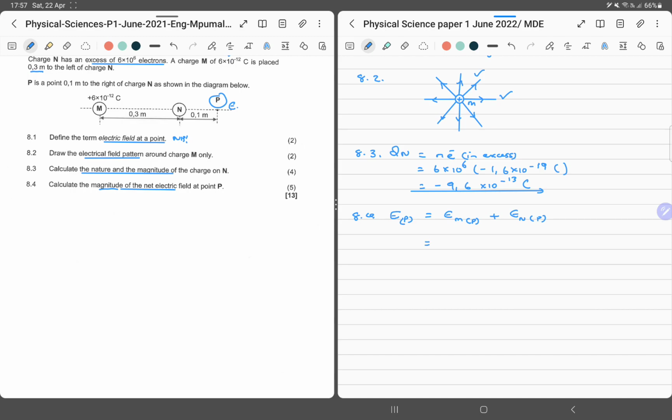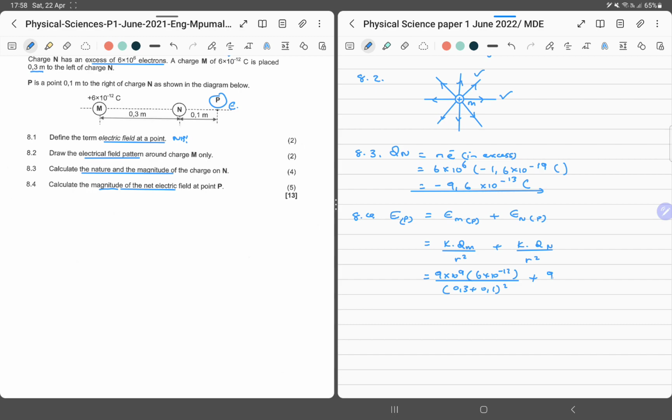Okay, we move on. So we use Coulomb's law here. It's going to be KQM over R squared plus KQN over R squared. So this is 9 times 10 to the 9 into the charge on M, which is 6 times 10 to the minus 12. This is already positive, so I leave it as it is. Now the distance here is going to be 0,3 plus 0,1, then we're squaring it.